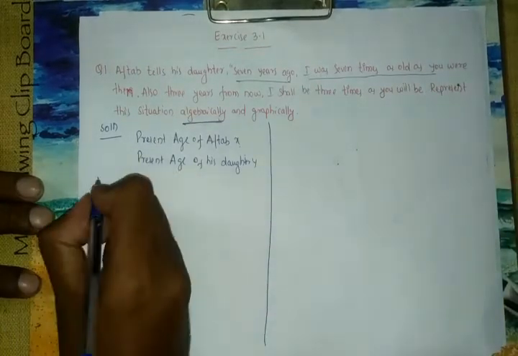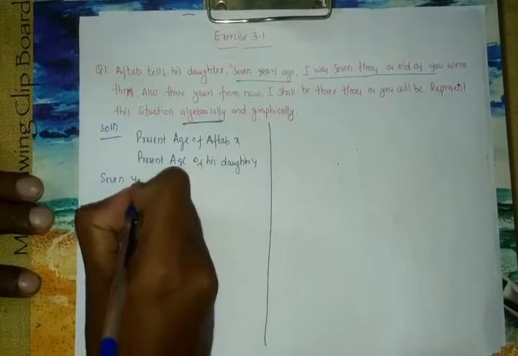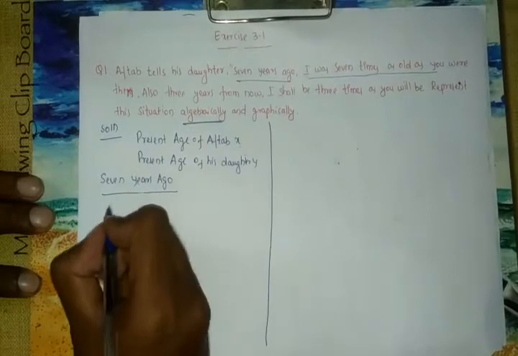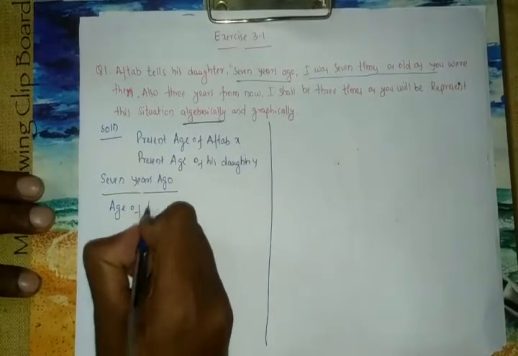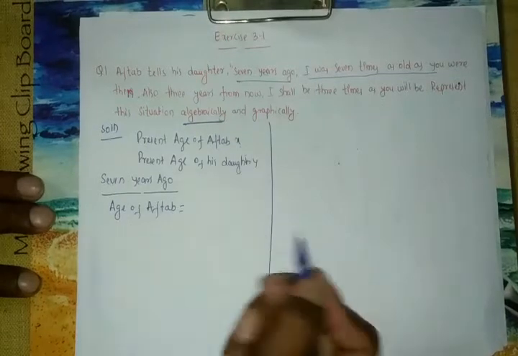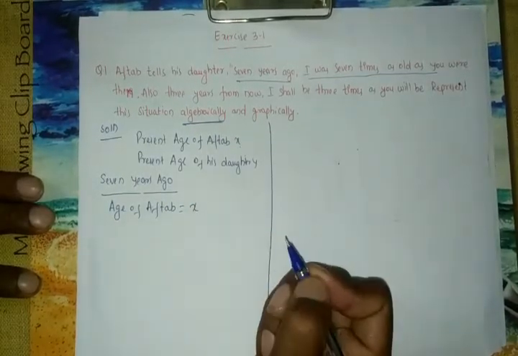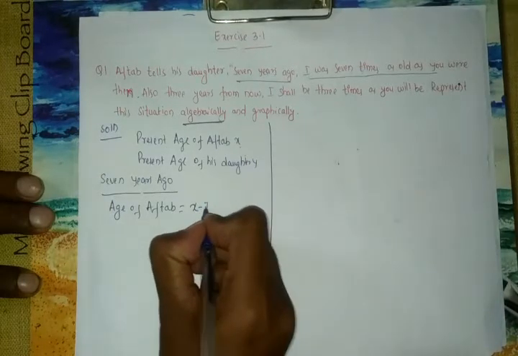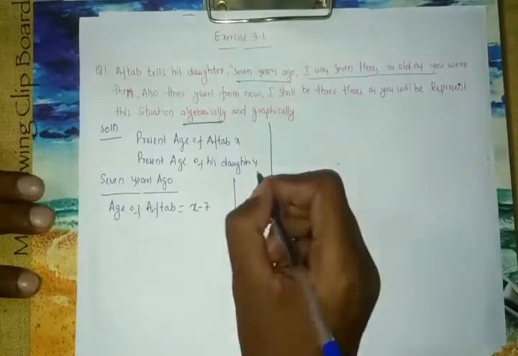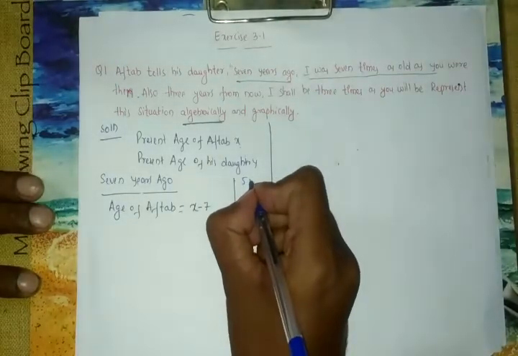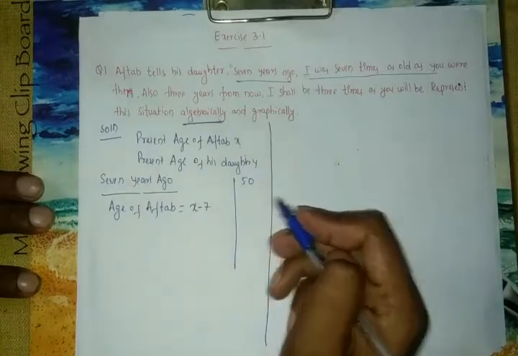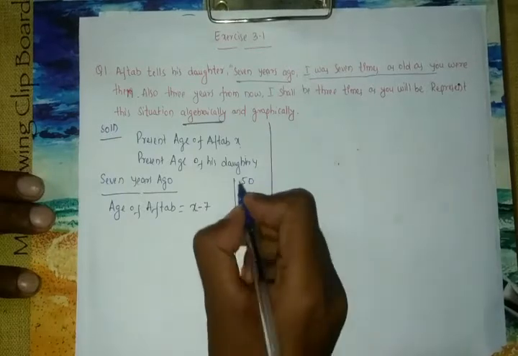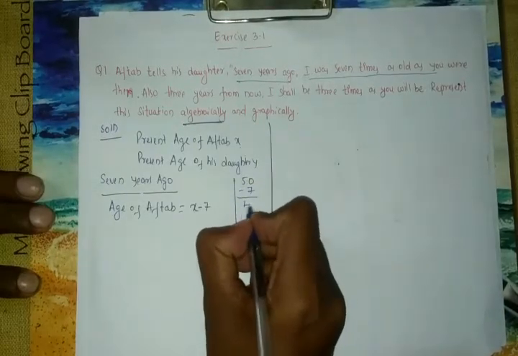So let me write 7 years ago. The age of Aftab 7 years ago: the present age is x, so 7 years ago it will be x minus 7. For example, let me take the present age of Aftab as 50. When I say 7 years ago, what will be the age of Aftab? Your answer will be 50 minus 7, which is 43.